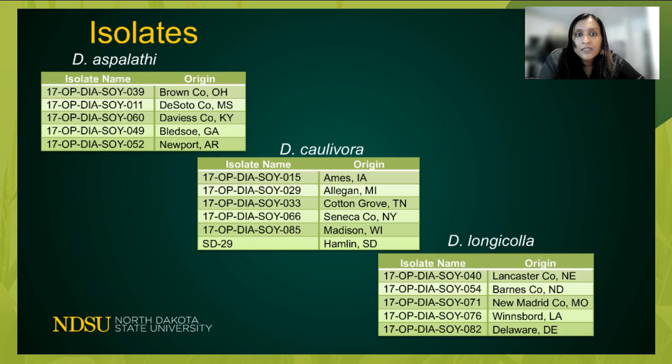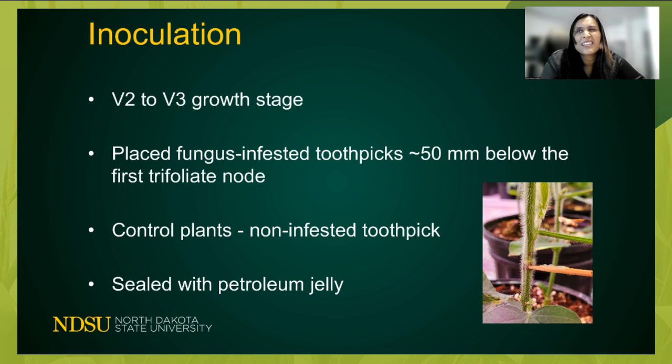The inoculations were done in the greenhouse. We inoculated at growth stages V2 to V3, which means the soybean plants were approximately 2 to 3 weeks old. We used a traditional method in which a toothpick was completely infested with the fungus, and we inoculated about 50 mm below the first trifoliate node. Control plants were also used without the fungus, to make sure that our plants did not snap because of the wounding we were doing with the toothpick. The setup was then sealed with petroleum jelly.